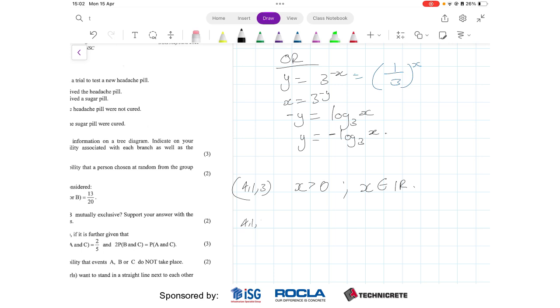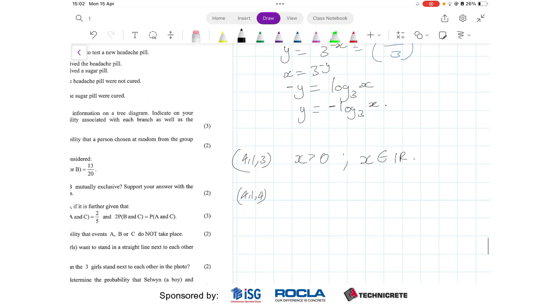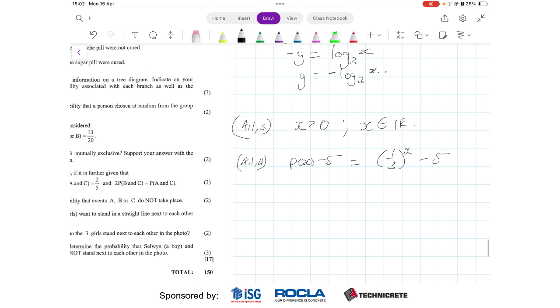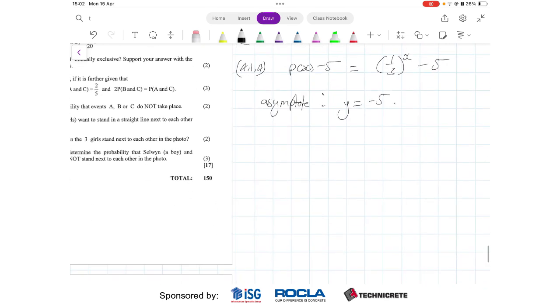And 4.1.4 asks us to write down the asymptote of p at x minus 5. Now, p at x minus 5 is equal to 1 over 3 to the power x minus 5. And clearly from here, you can see that our asymptote is given by y equals minus 5. We good? We good.